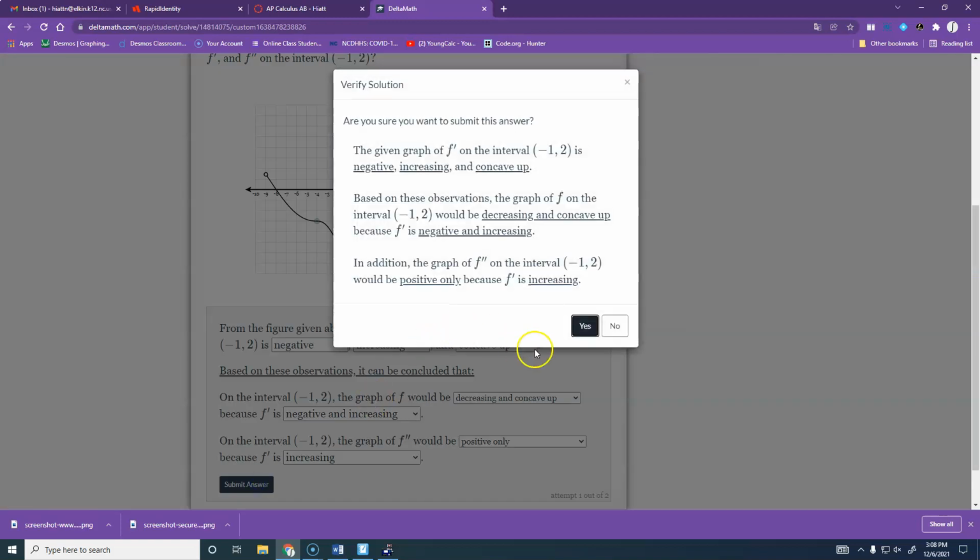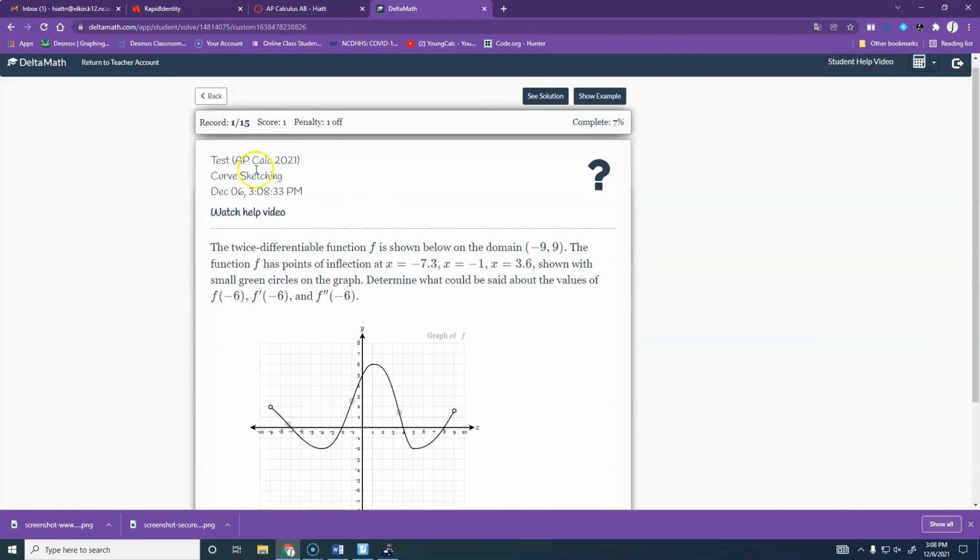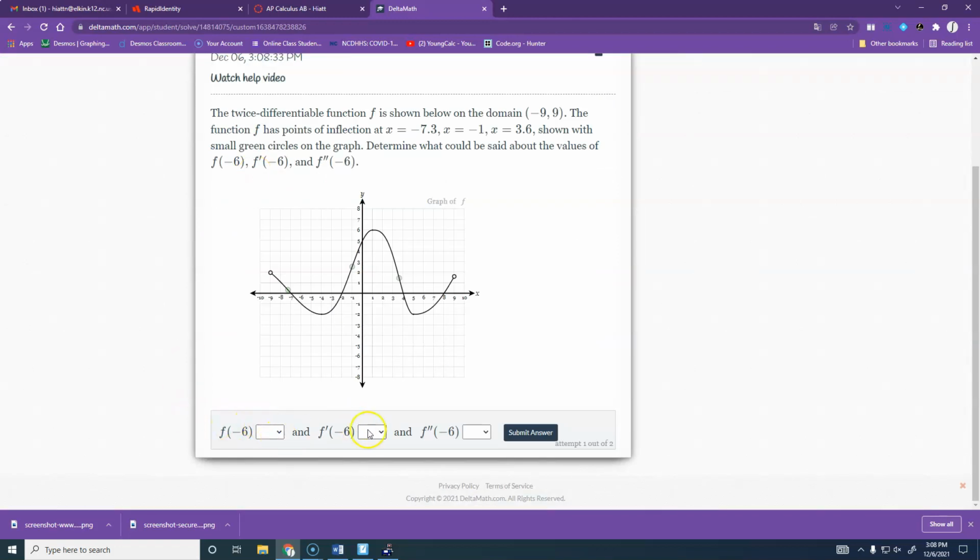So you got to pay, hopefully I'm right, you got to pay close attention. Now, not all the problems are like that. Some of them are going to ask you different. Like this one's like positive, negative. This one's a little bit more simple.